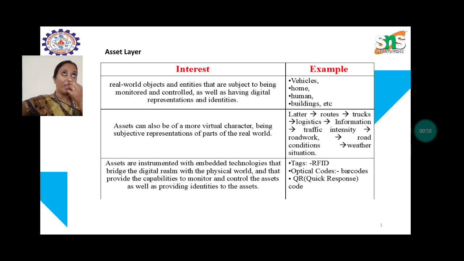First, let us go one by one through the layers. In that, first is the access layer. In the access layer, we have an interest, for example, in real world objects and entities that are subject to being monitored and controlled, as well as having a digital representation and identities. For example, it is nothing but vehicles, home, human, building, etc.